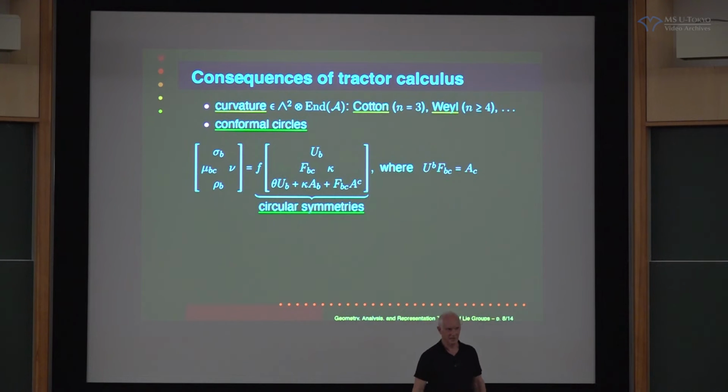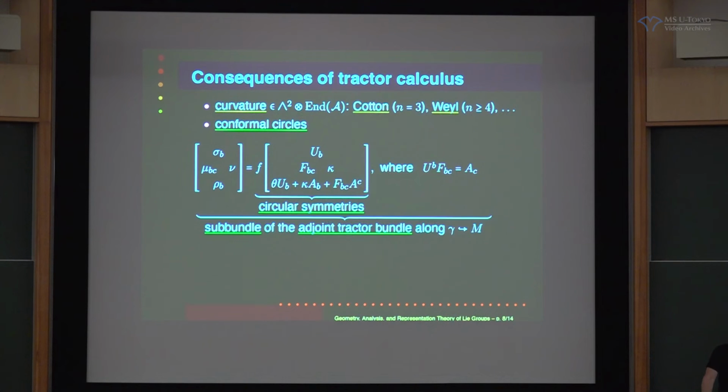I'll do a dimension check in a moment to make sure that that subbundle has the right dimension. Okay, so this is a subbundle of the adjoint tractor bundle, and let's just consider it along this curve here. So this curve here gives rise to a velocity and an acceleration, which are fed in by telling you what u is and a restriction on f. And then everything else is determined by an arbitrary choice of kappa and phi. So these are functions along gamma.